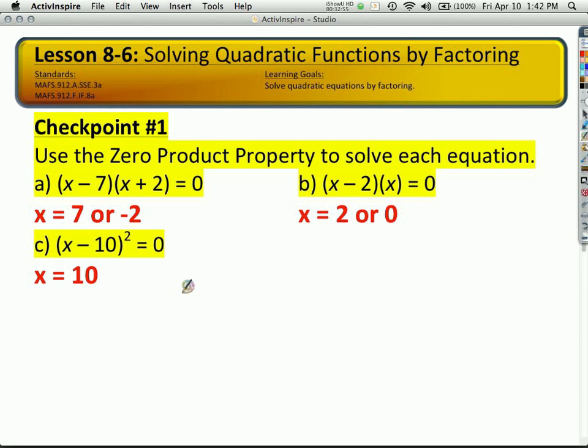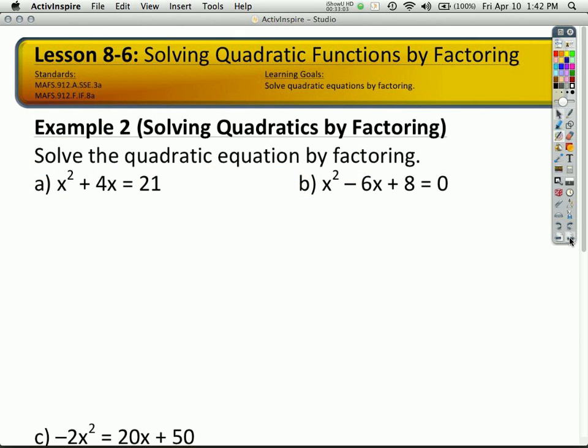Give me a thumbs up if you got them all right. Now I know why there's no comments, questions, or concerns. Good. Put your thumbs down. Now we can move forward to the real work. So I put the first 6 questions in factored form already so that we could focus on using the zero product property. That was done intentionally.